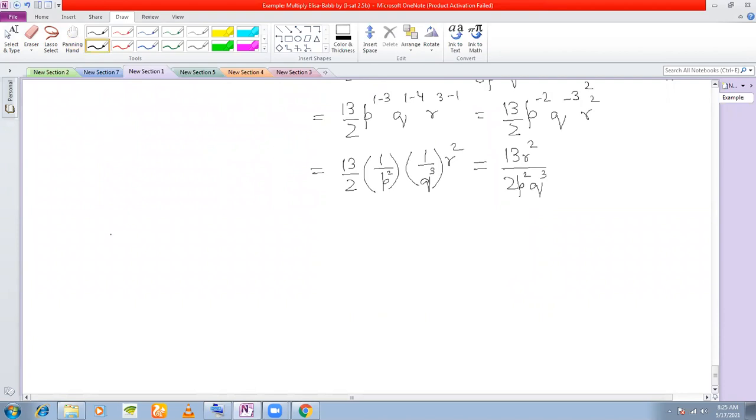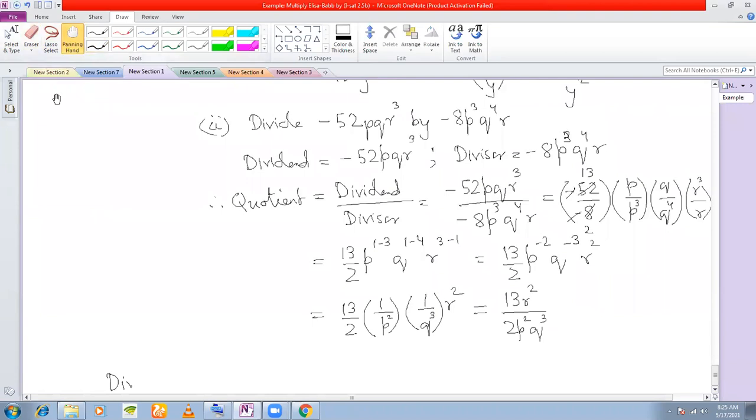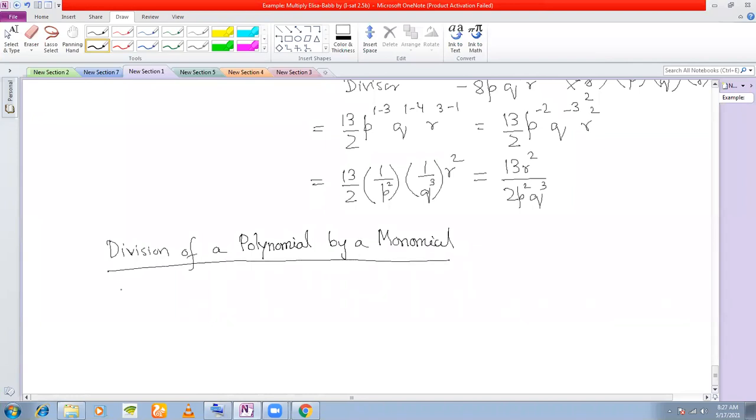Next, what we start with is how to divide. Here I have shown you division of a monomial by a monomial. Now we will divide a polynomial by a monomial. Division. Before I start, just give me 5 minutes. Okay, we'll understand this with the help of examples.